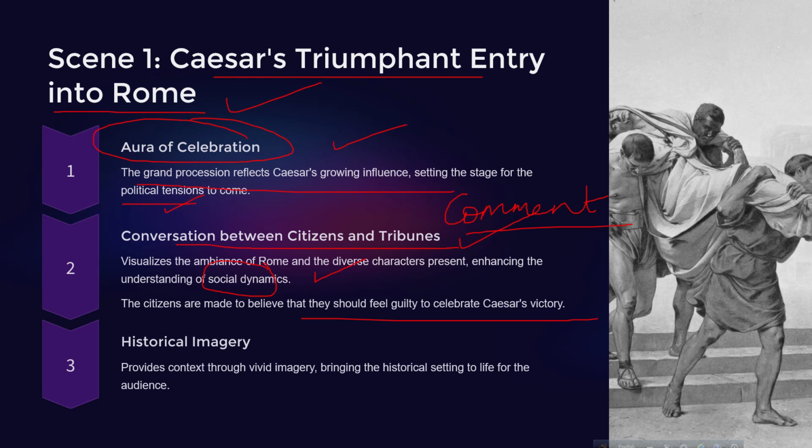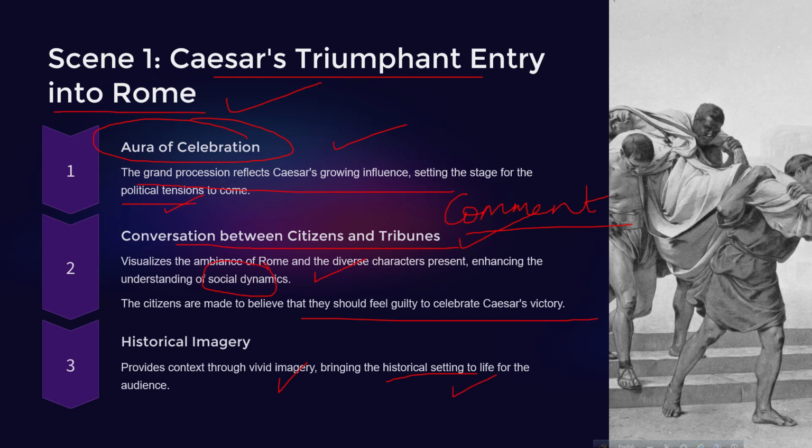Okay, so this was scene 1 of Julius Caesar. And it also provides context to the vivid imagery. Vivid imagery means the way Shakespeare has painted his words. It actually brings the historical setting to life. Then we come to scene 2, the Feast of Lupercal. So what happens in scene 2?